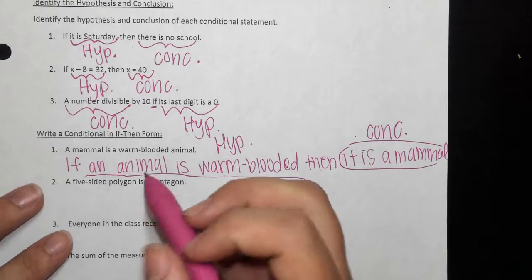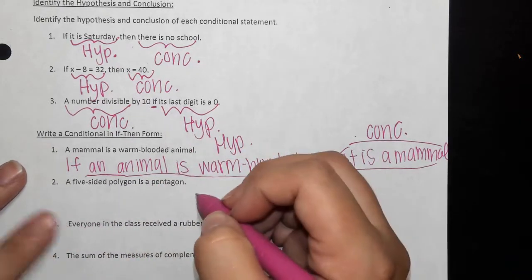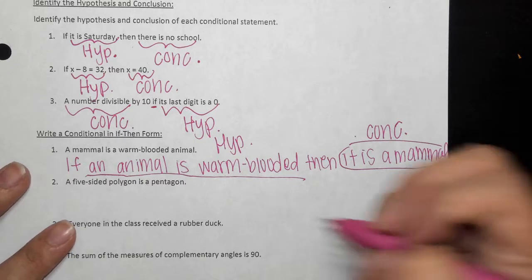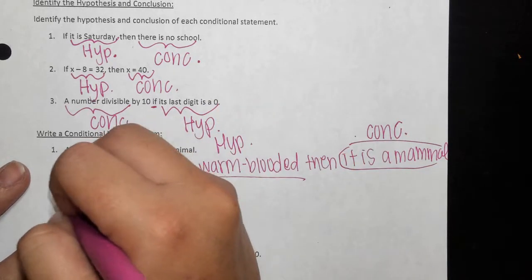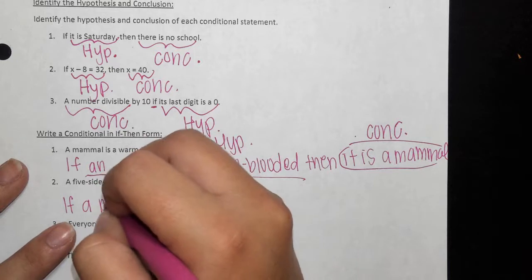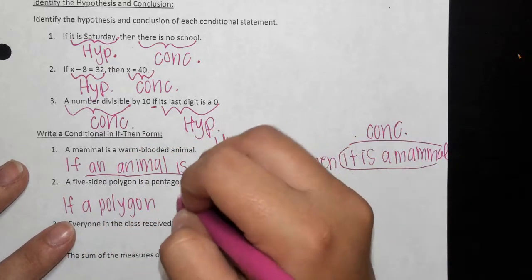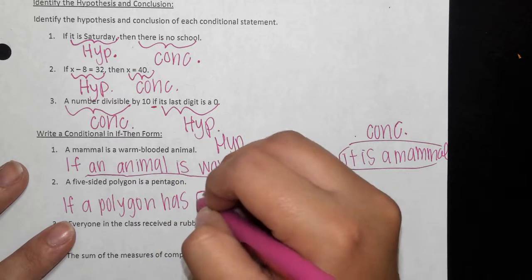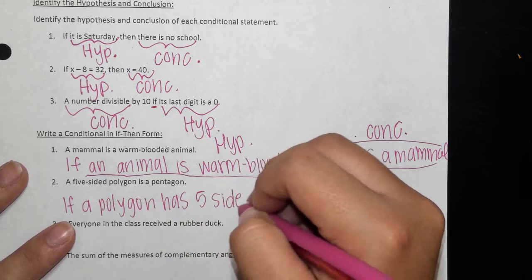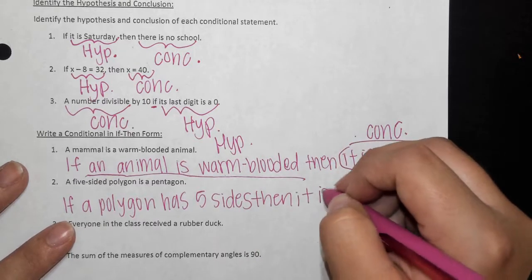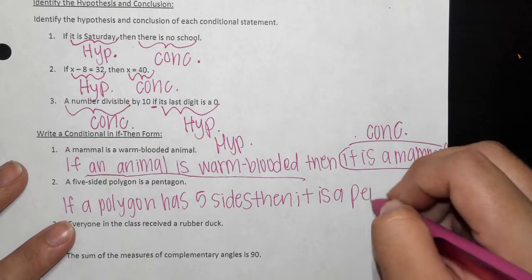Okay, 2. If a polygon has 5 sides, then what? It's a pentagon. If a polygon, and you can reword it a little bit, if a polygon has 5 sides, then it is a pentagon.